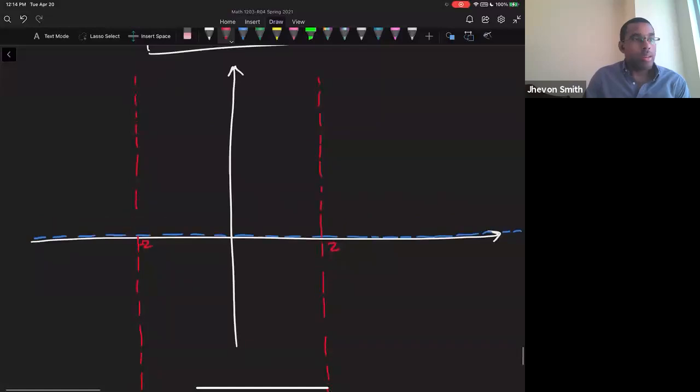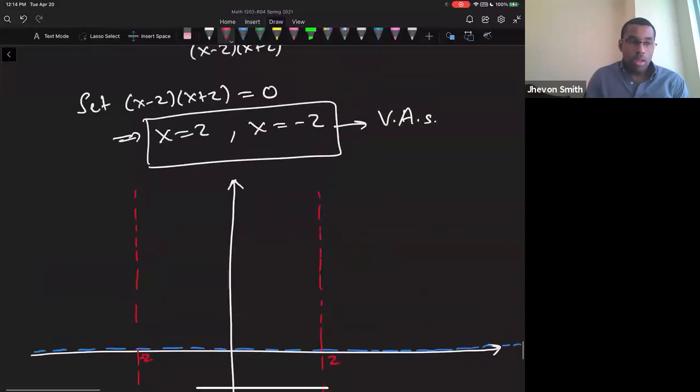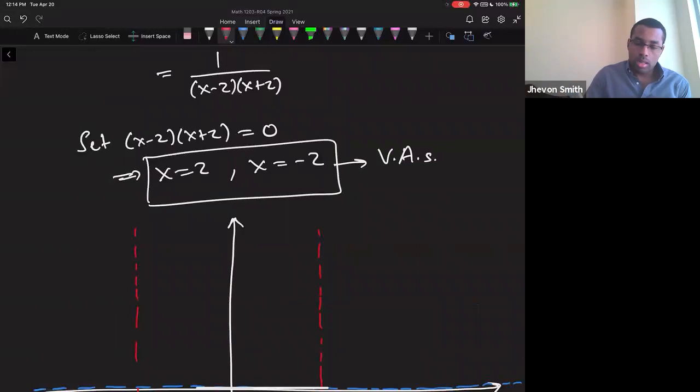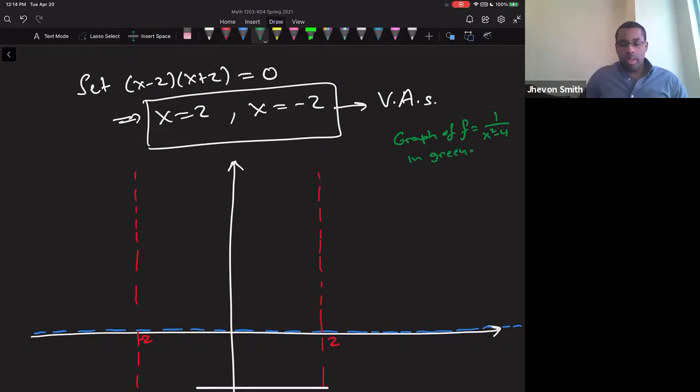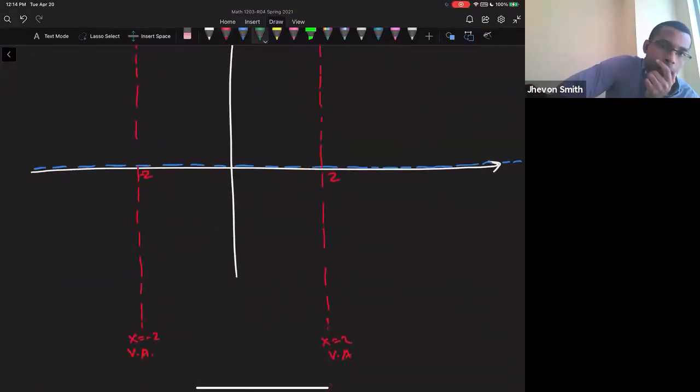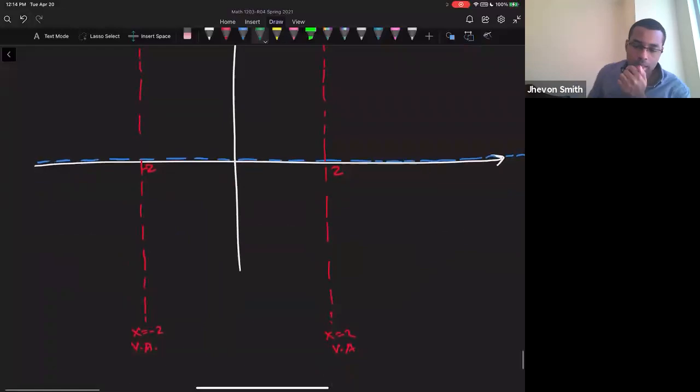Now, this graph, let me write graph of f equals 1 over x squared minus 4 in green. So what can we do? I would plug in a random number in the middle to see where the graph is. If I plug in 0, I get minus a quarter. So the graph is here.